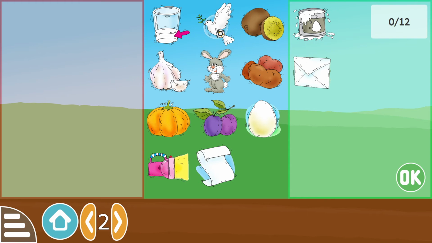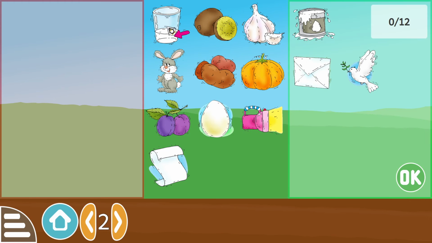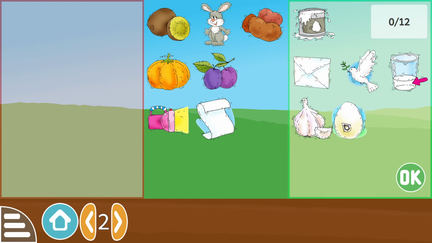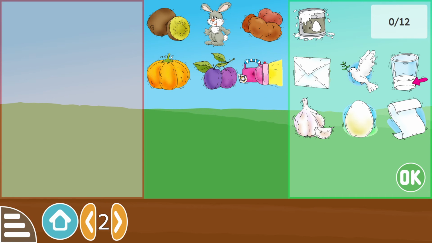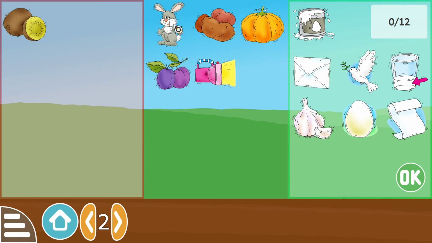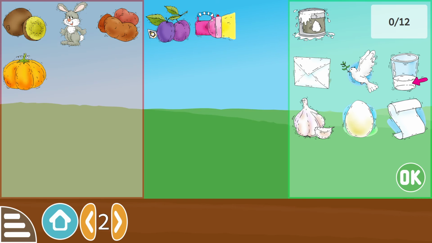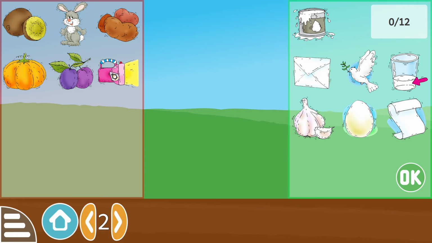So I've got an envelope, dove, a glass, I think with some milk, or it could be water, a bit of garlic, an egg, and some paper. Kiwi fruit, the rabbit, even though the rabbit's a little bit white, to me it's mostly grey. Looks like potatoes, pumpkin, grapes, and a pink flashlight. So let's see how we go with that.